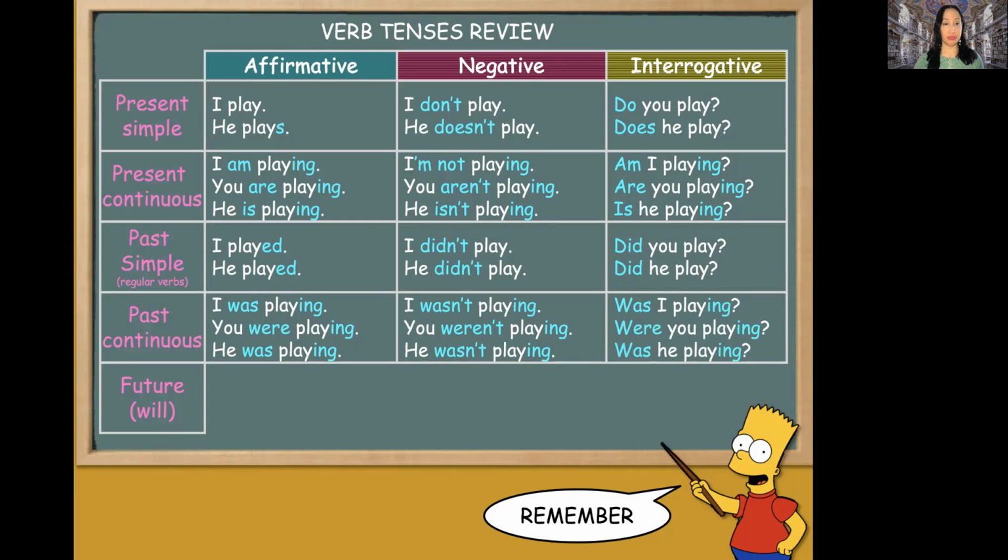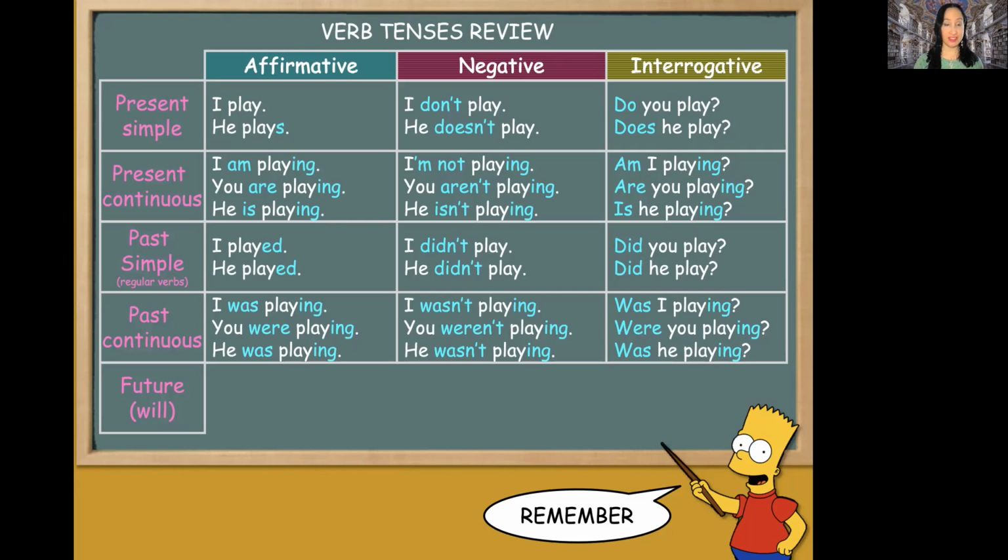All right. Now, the interrogative to play, past continuous, is was I playing? Were you playing? Was he playing? All right, now we're going to the future tense. We're going to do the affirmative, the negative, and the interrogative. Come on, we're going to do it together.